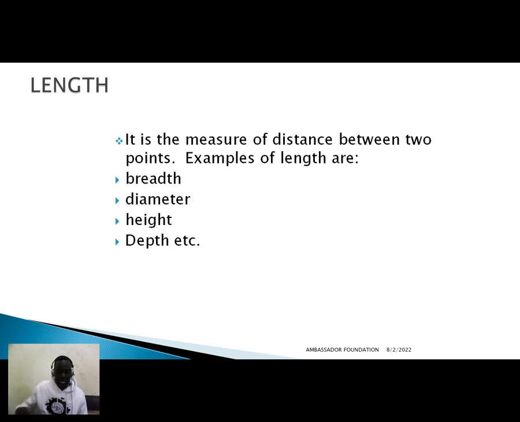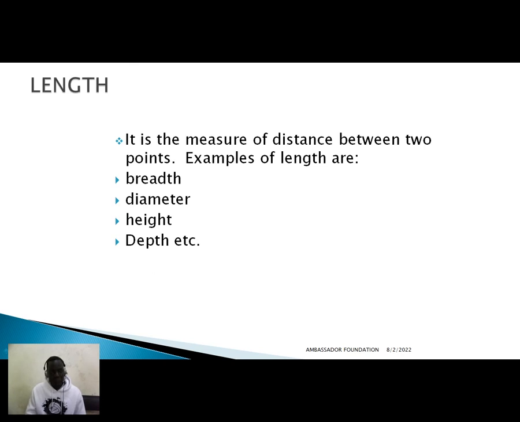Today, I want us to discuss this basic physical quantity known as length. Length is defined as the measure of distance between 2 points. For example, you can measure a distance between, like I said earlier, Nairobi and Kisumu. That is the length. But length has many examples. For example, the breadth of a certain object like your desk, the diameter of a ball, the height of a tank, the depth of the sea, all of them are categorized as length.